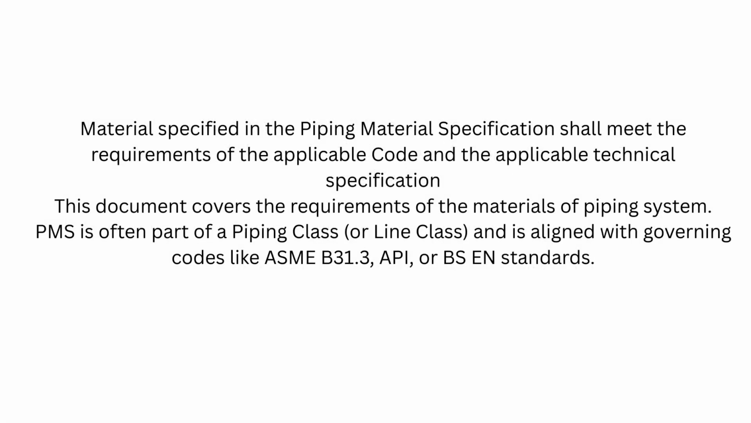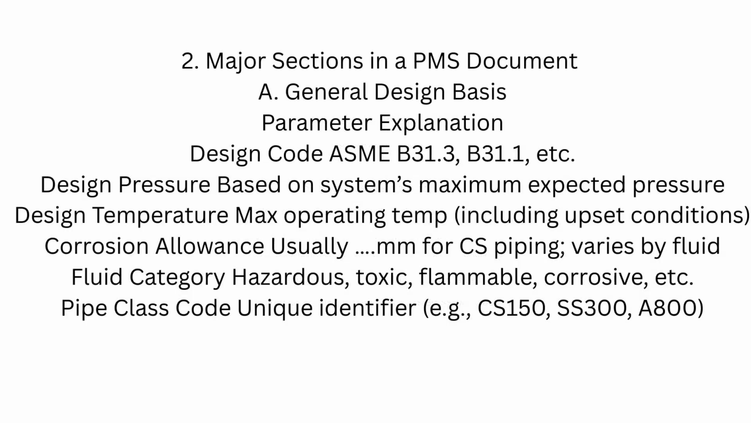Materials specified in the Piping Material Specification shall meet the requirements of the applicable code and the applicable technical specification. This document covers the requirements of the materials of piping system. PMS is often part of a piping class or line class and is aligned with governing codes like ASME B31.3, API, or BS EN standards.